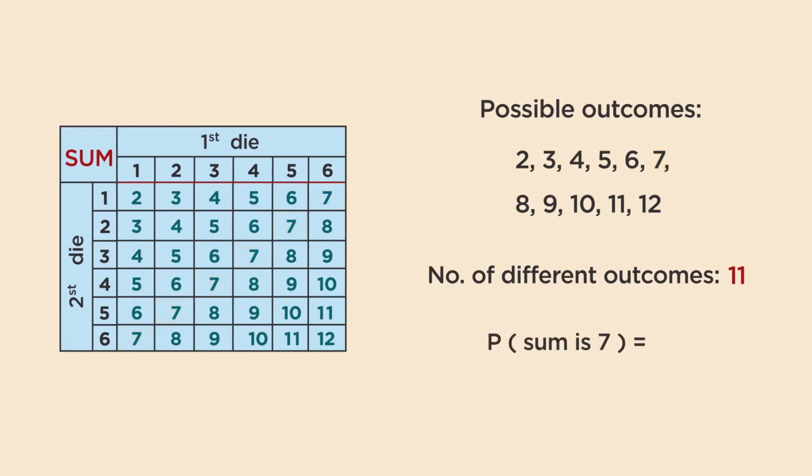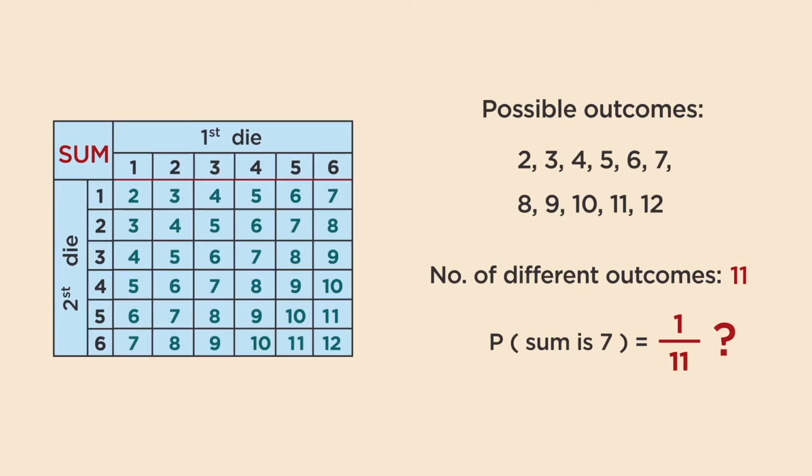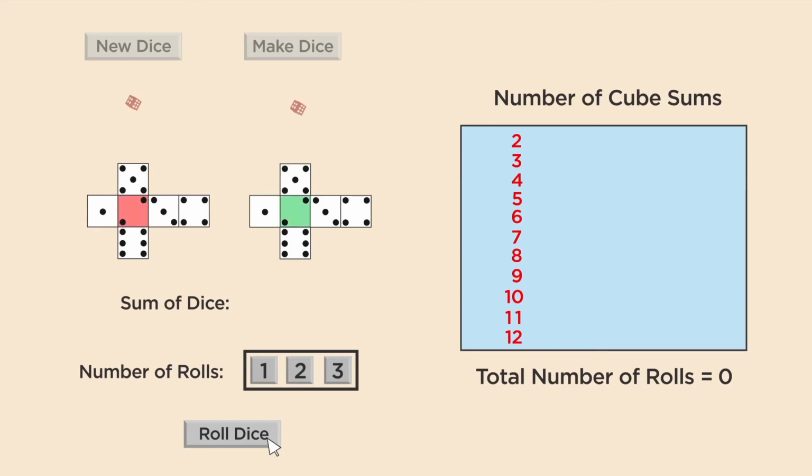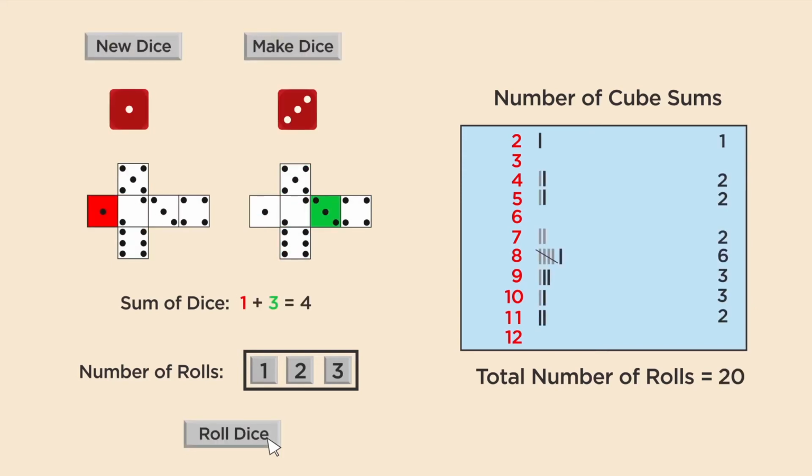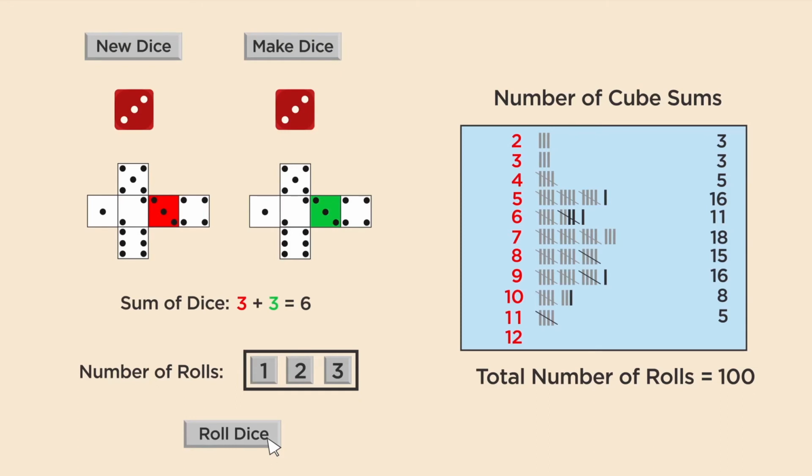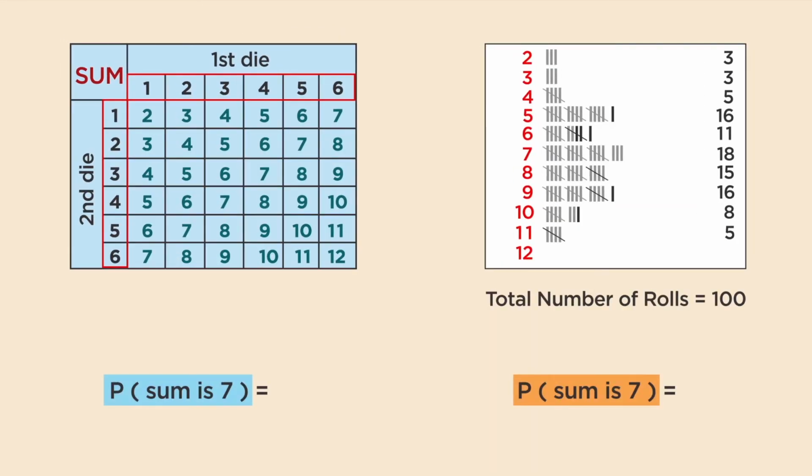Can we say that the probability of getting 7 is 1/11? Let's test it out. Let's roll a pair of dice and add up the numbers using a computer simulation. We shall repeat this experiment 100 times. 18 out of 100 times give us 7 as the sum. Is this close to 1 out of 11? Let's compare them. Converting 1 out of 11 to a decimal, this is our guess, and this is what we get from the computer simulation. This probability almost doubles our guess. So why is our guess wrong?